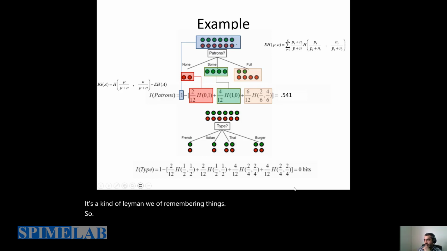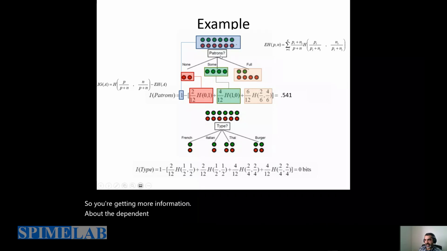For the type attribute, entropy 0. For patterns, entropy 0.54. Given these two, you will pick the one that gives you more information gain. So you are gaining more information about the dependent variable from the patterns attribute compared to the type attribute.